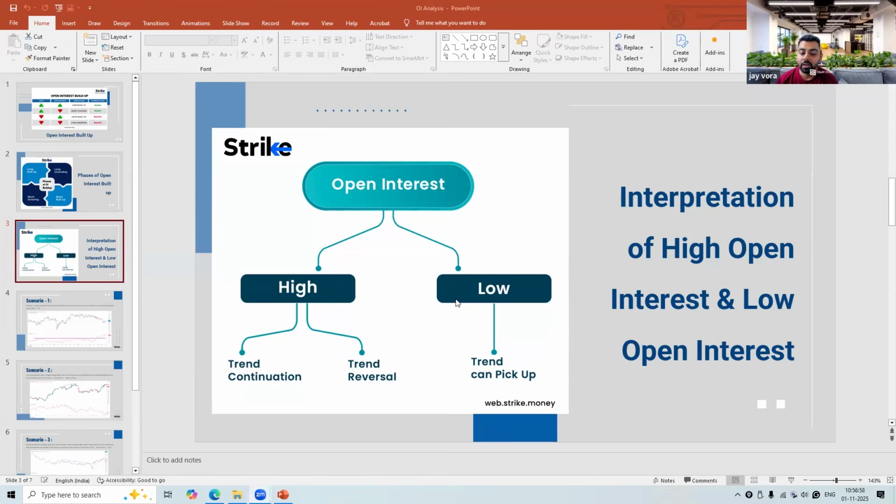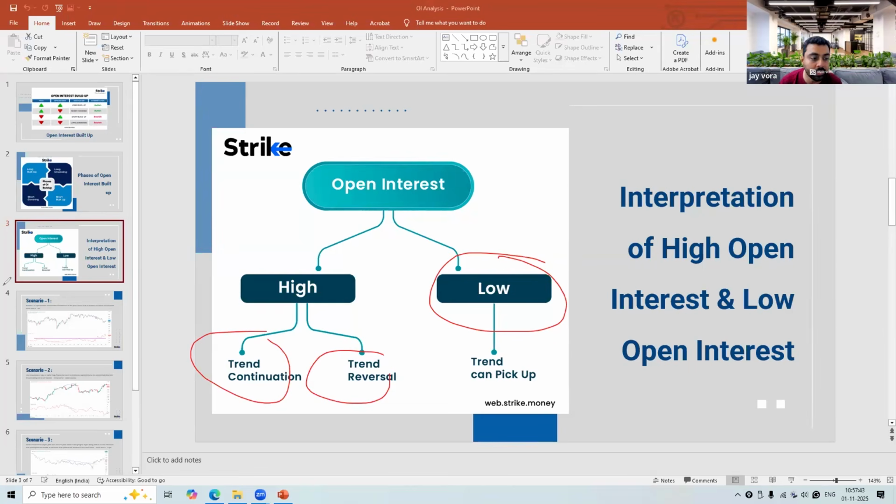Now if open interest is very low, think of it this way: people are not interested in this stock, so the positioning is very light. When the positioning is very light, that means people are neutral on that stock, and at some point of time the trend can pick up. Okay, so what we have to try and identify is where the open interest is very high, because there can be two scenarios: trend continuation or trend reversal. And where the open interest is very low, at some point of time the trend is going to pick up in that stock, and that is what we need to identify.